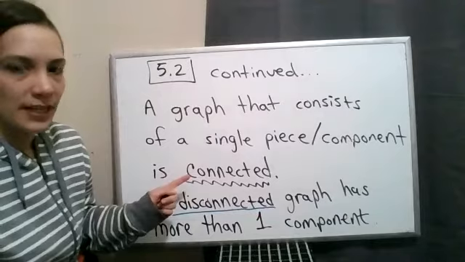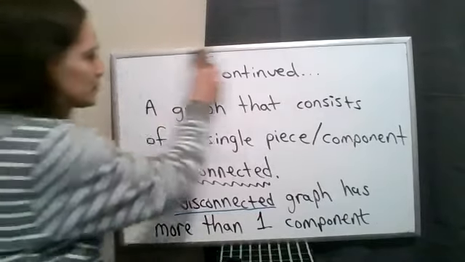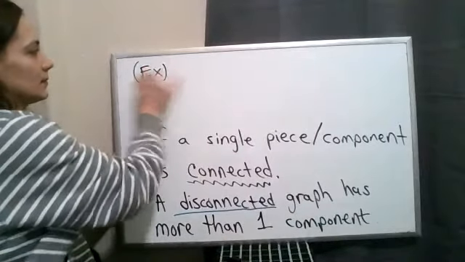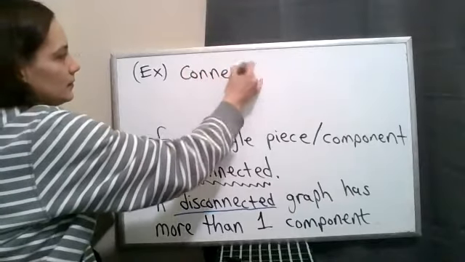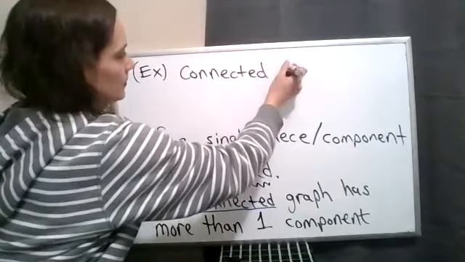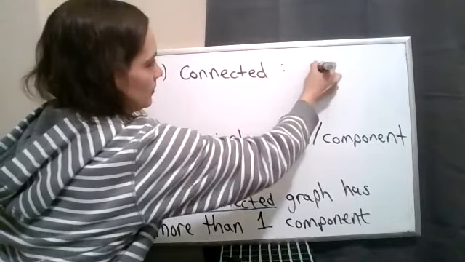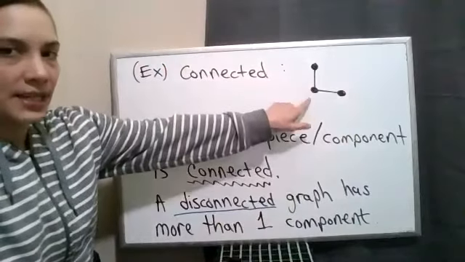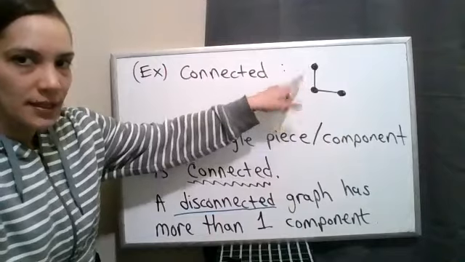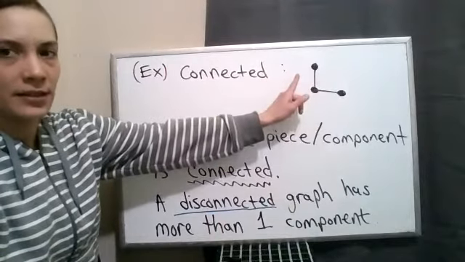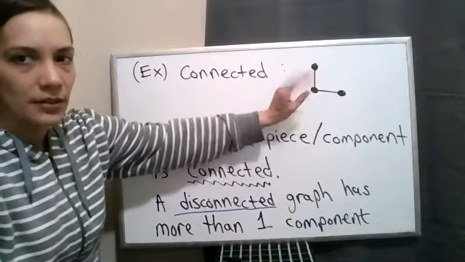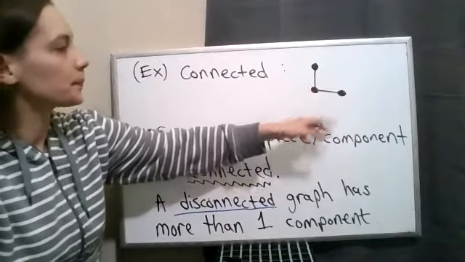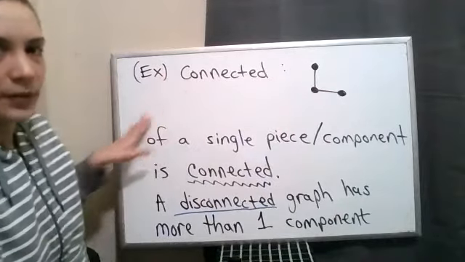Okay, let's do an example for connected. Okay, this graph is connected. It is only one piece. There are 3 vertices, 2 edges. It's okay that it's not closed. It's just a little arm connected to another arm. It's a connected graph with one component.